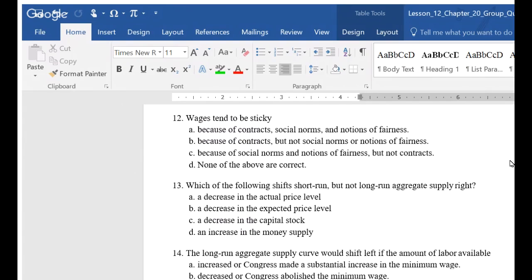Looking for notion of fairness to see if that's in there at all. Technically, I guess it could be none of the above if there's no notion of fairness. Oh, in addition, this prolonged adjustment may be attributed to slowly changing social norms, the notion of fairness that influence wage setting. So I just figured there's always the notion of fairness, that's not fair, I deserve more. Cool. All right. So A sounds good.